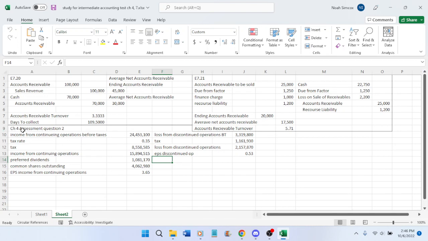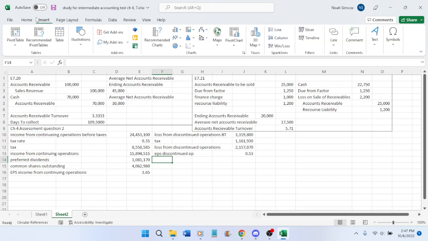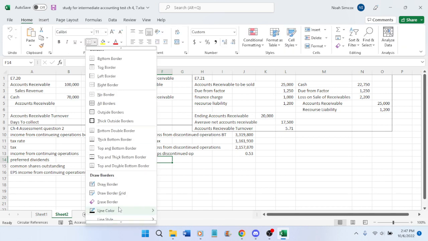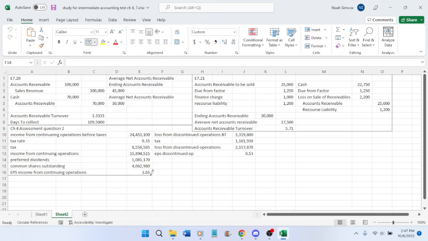It literally says right there, Chapter 4, Assessment Question 2. Did I finish that question or no? Okay, wow. Draw borders. It's so fun to draw borders.